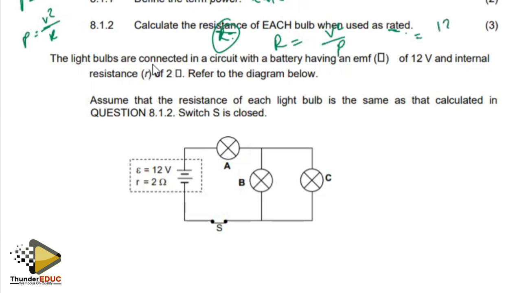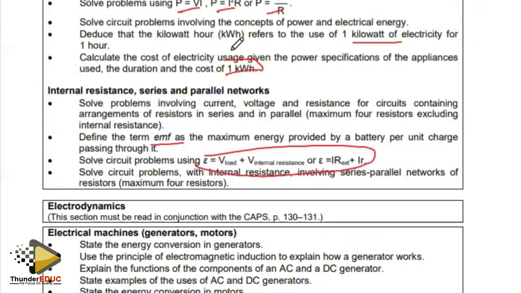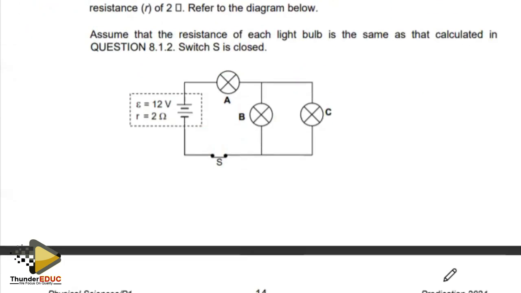My V is 12 and power is 6. So 12 squared over 6. What do we get? We get 24. I'm getting 24 ohms. Use any other aspect of power. Remember, we said we have different formats of power. But as long as it has resistance in it, we don't care. We shall give you the marks. Our job is just to give you marks, as long as you write the correct thing.